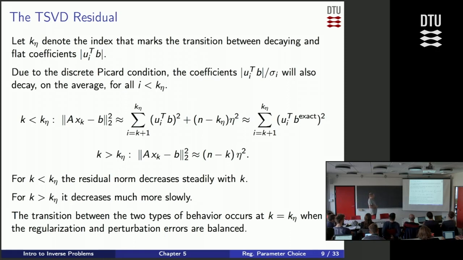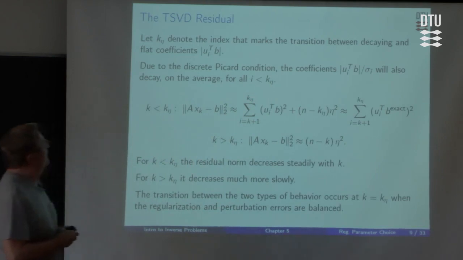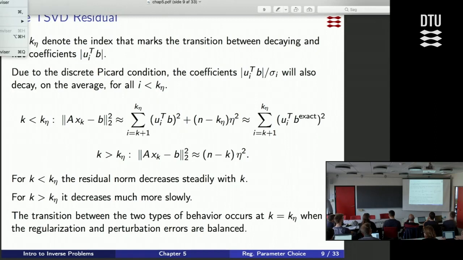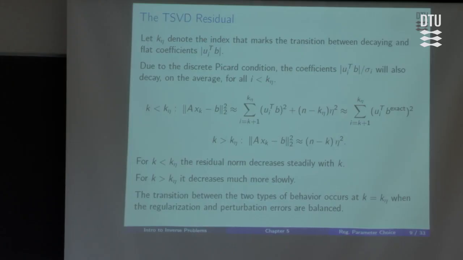And again, let's do a bit of an analysis if we want to see the details. Look in the book. But basically, we can show that the residual norm behaves in two different ways, depending on whether k is small or large. And of course, now there's a k eta there. That's the one associated with the Picard condition. And so let's just remind ourselves about the Picard plot.